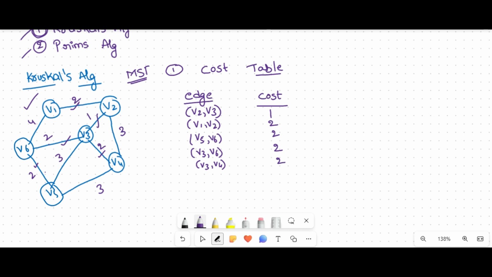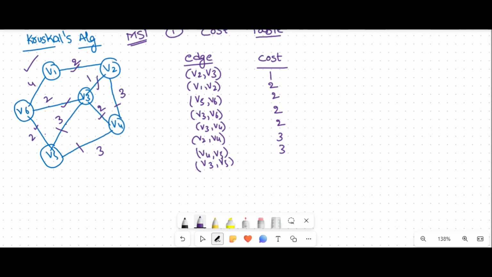Next minimum edge cost is 3. It is again 3. So one is V2 to V4, 3 units, V4 to V5, 3 units, then V3 to V5, 3 units, and then 4 units, V1 to V6, 4 units. Okay.